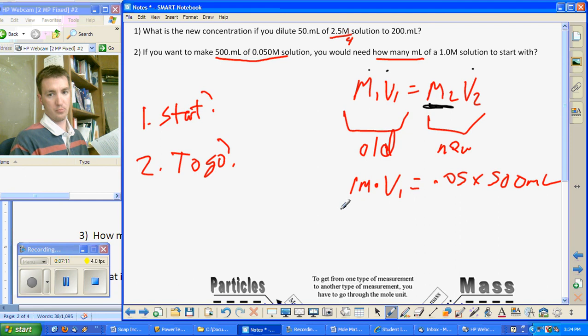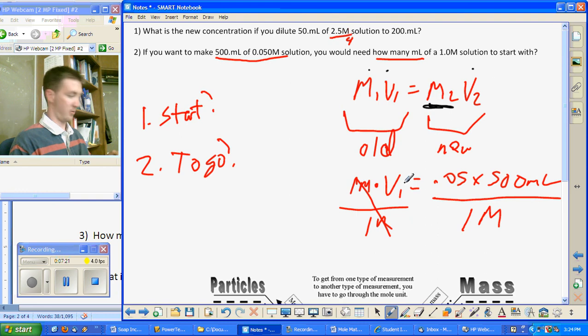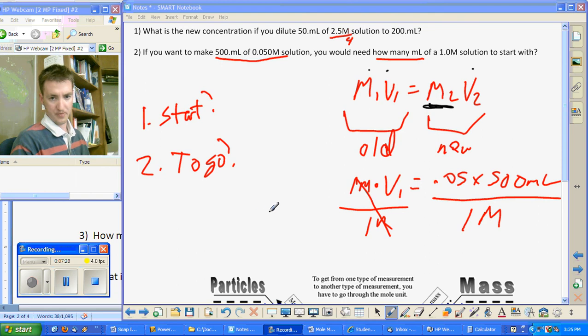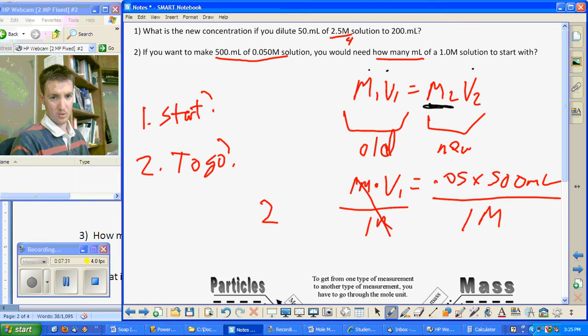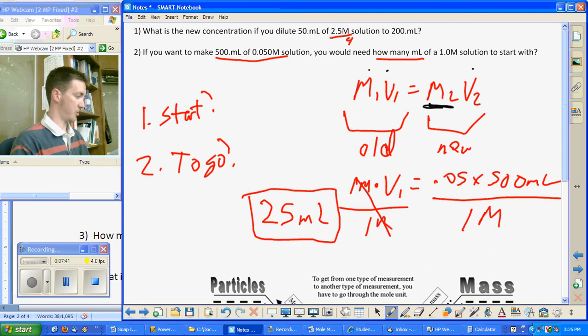So to get V1 alone, you take a 1 molar solution, get rid of it, divide by 1 molar. So it ends up being 0.05 times 500 milliliters. Divide by 1. So 0.05 times 500 is going to be 25. That's the volume. That's in milliliters, which is not what your answer key says on the back of that. So good thing you watched this.